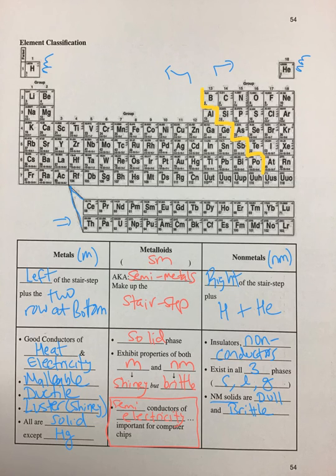Okay, so semi-metals, I would make like a little note. So semi-metals, I'm gonna put a little asterisk so you know which ones they are. So boron, silicon, arsenic, and tellurium are the 4 top elements on the stair step that are part of the semi-metal or metalloid family, plus germanium, Ge, and antimony, Sb. So make a little key and record that for yourself.